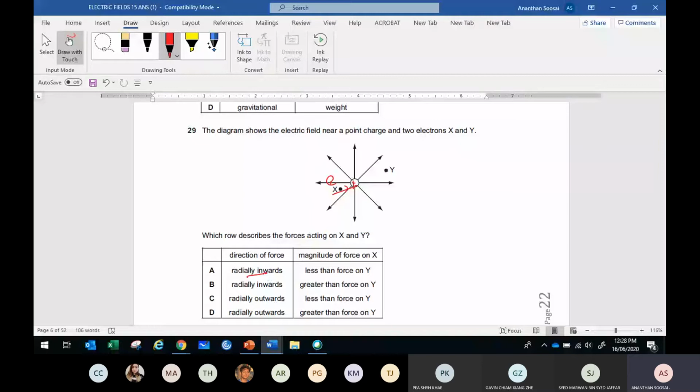And yes, good, the answer is all B. Radially inward, also giving B. And greater than force on Y. Yes, force on X is greater than force on Y because the field gets weaker. So good. The answer is B.